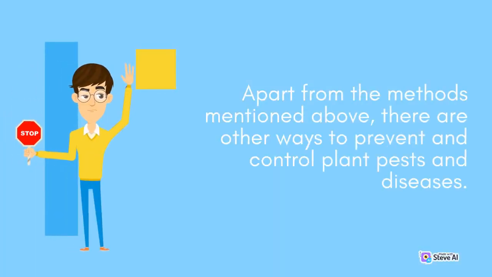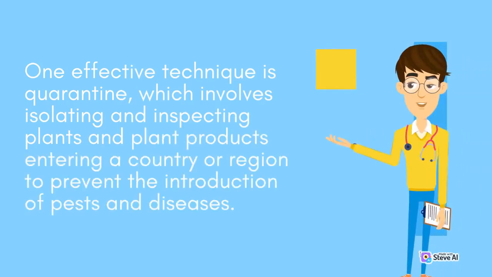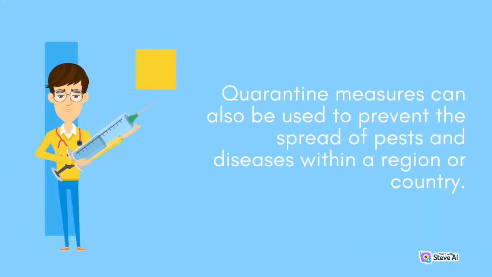Apart from the methods mentioned above, there are other ways to prevent and control plant pests and diseases. One effective technique is quarantine, which involves isolating and inspecting plants and plant products entering a country or region to prevent the introduction of pests and diseases. Quarantine measures can also be used to prevent the spread of pests and diseases within a region or country.